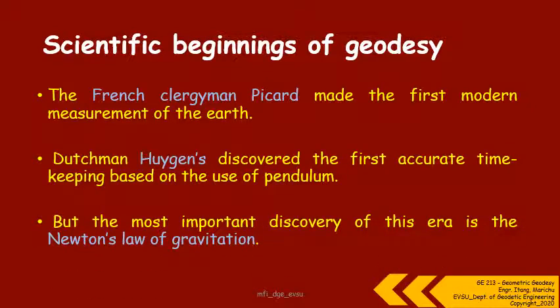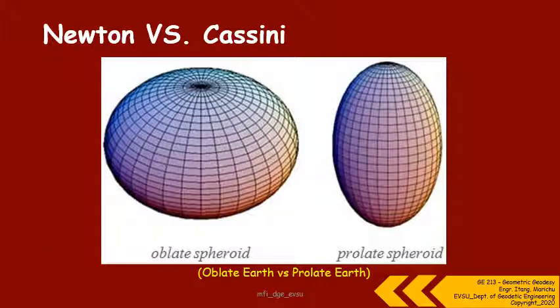And the most important here is the era of Newton and his law of gravitation. Newton also proposed that the shape of the Earth is an oblate spheroid. I have an illustration, but this proposal of Newton was not approved by everyone because he had an opponent, Cassini. The proposal of Newton is that the shape of the Earth is somewhat an oblate spheroid, which is flattened at the poles and bulging at the equator.